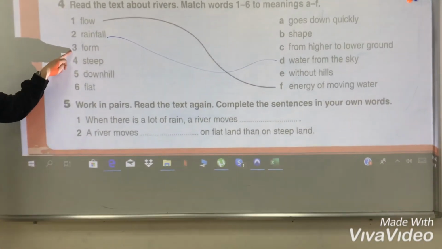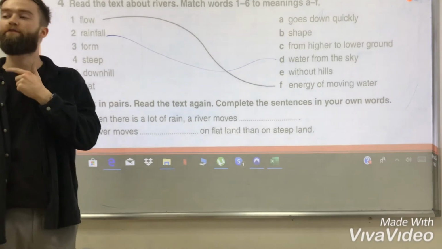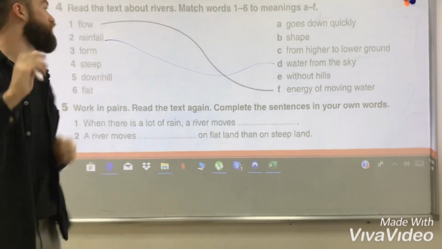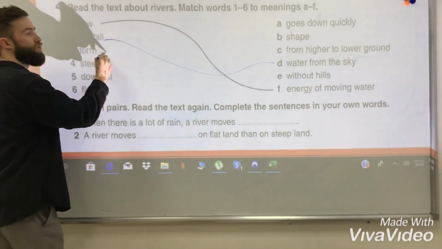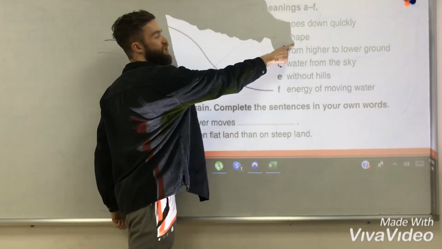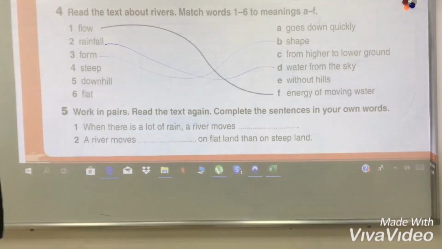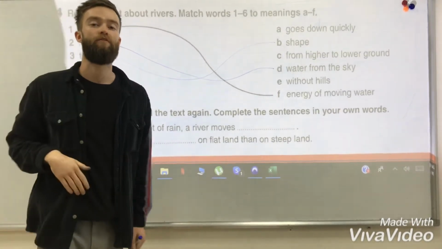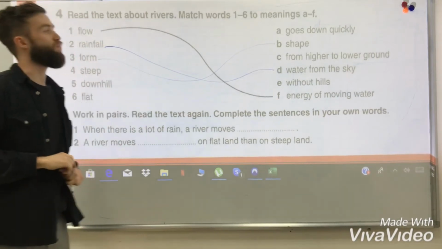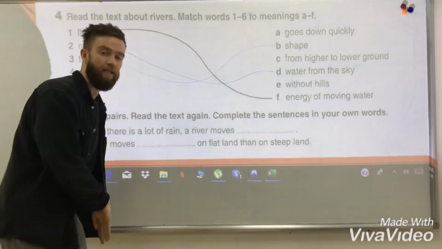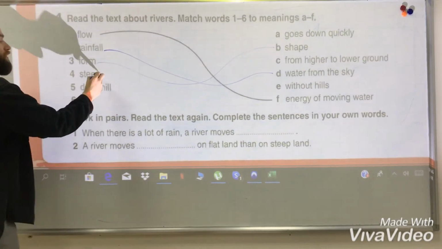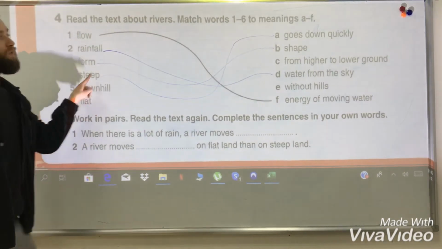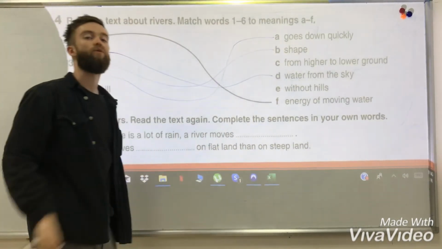The next word we have is form. What is form? Form is the shape of the river, okay? The shape of the river. Good. The next word we have is steep. Remember from the river, steep. This is when the water moves quickly. The water moves quickly because it is steep. Okay? Steep. The water goes down quickly.